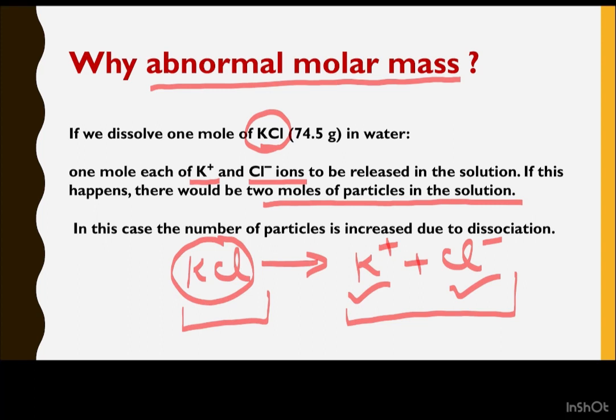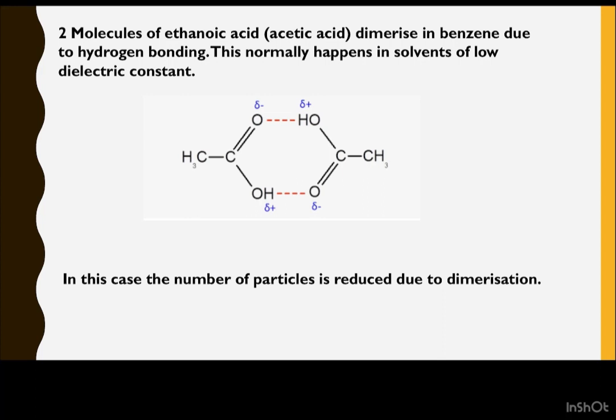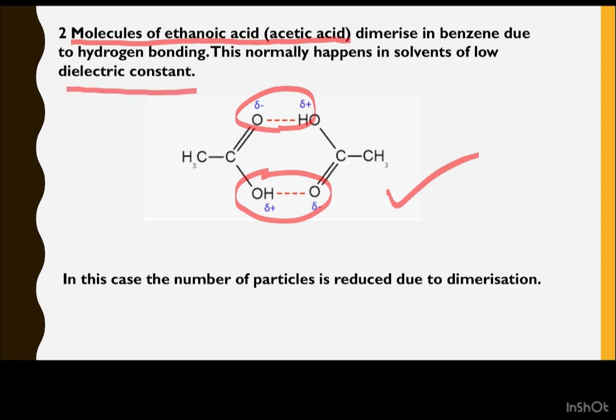Colligative properties like relative lowering of vapor pressure, elevation in boiling point, depression in freezing point, osmotic pressure, all those properties. Similarly, let us take another example. Suppose you have 2 molecules of ethanoic acid, which is also called acetic acid, and it dimerizes. Here is the dimer. You can see that because of this hydrogen bonding, 2 molecules are joining with each other. And this happens specifically in solvents of low dielectric constant. Like it will dimerize in benzene, not in water. In water, it's going to dissociate to acetate ion and H plus ion because water has high dielectric constant.